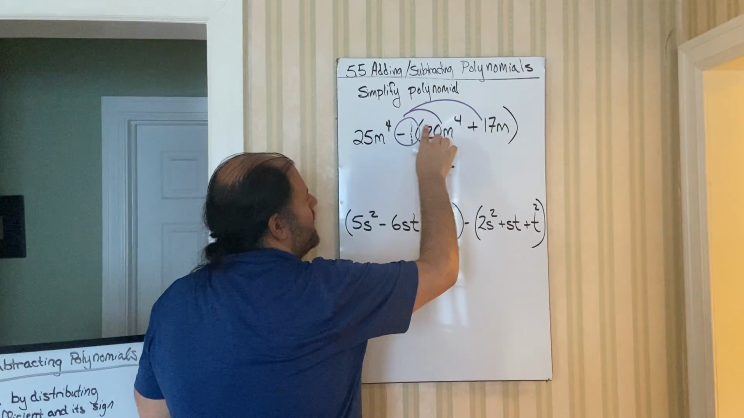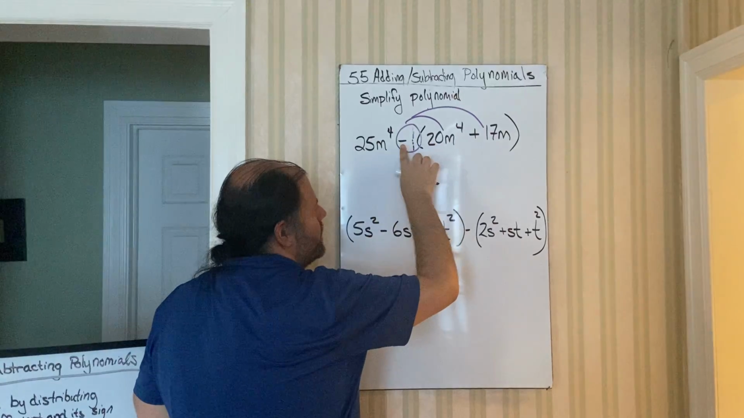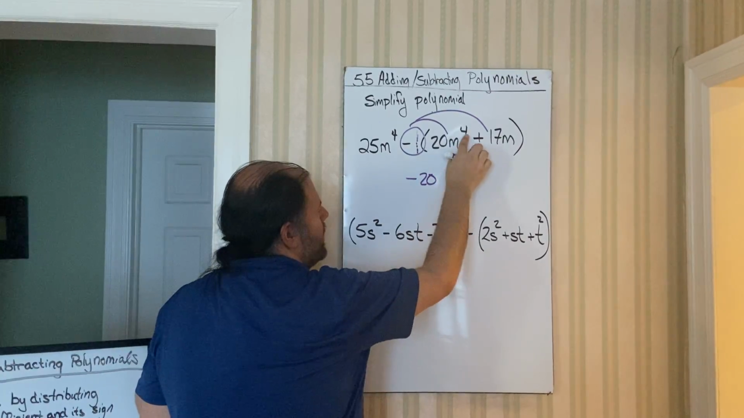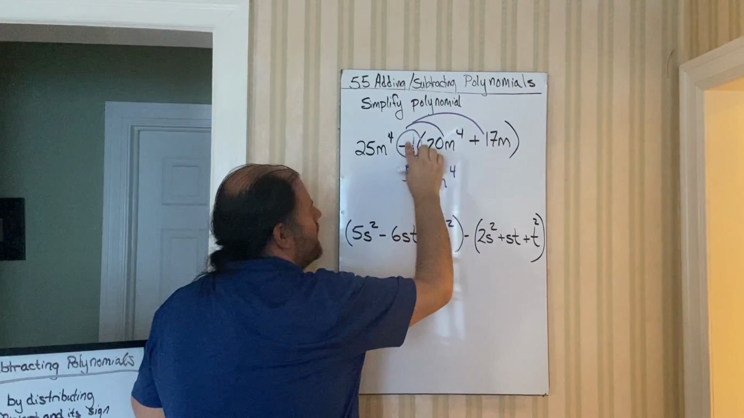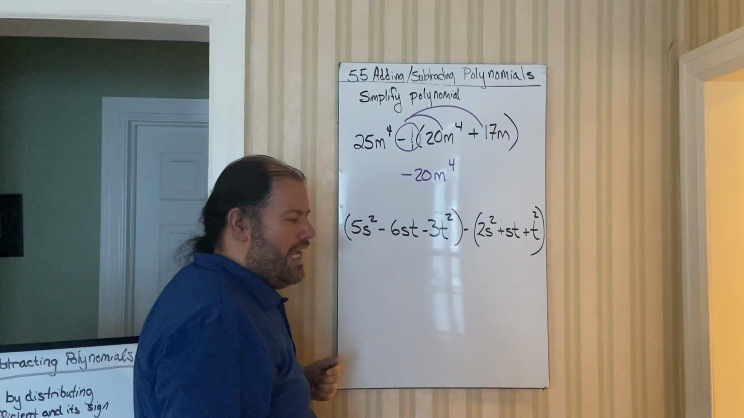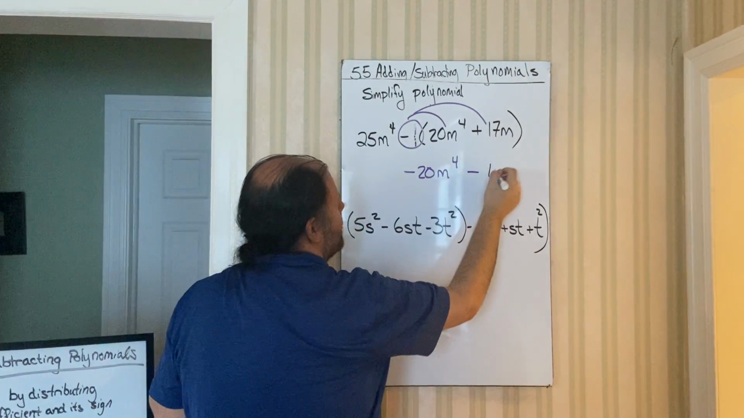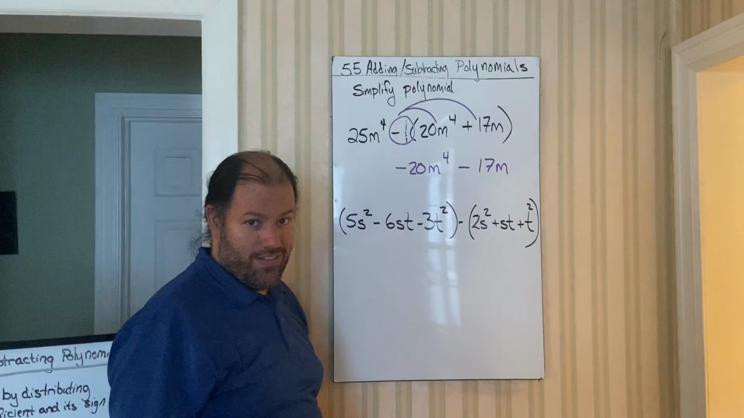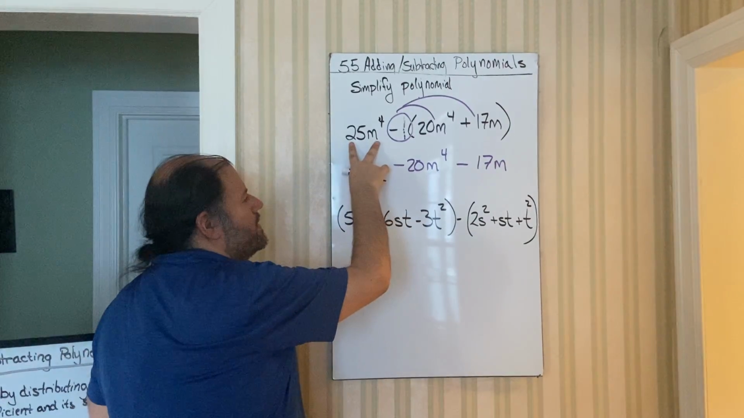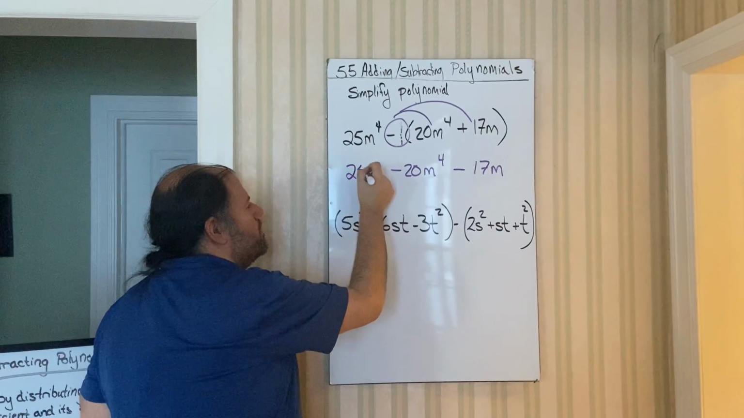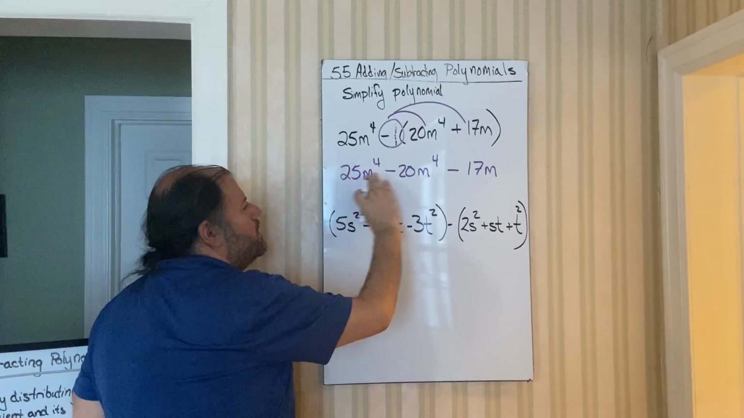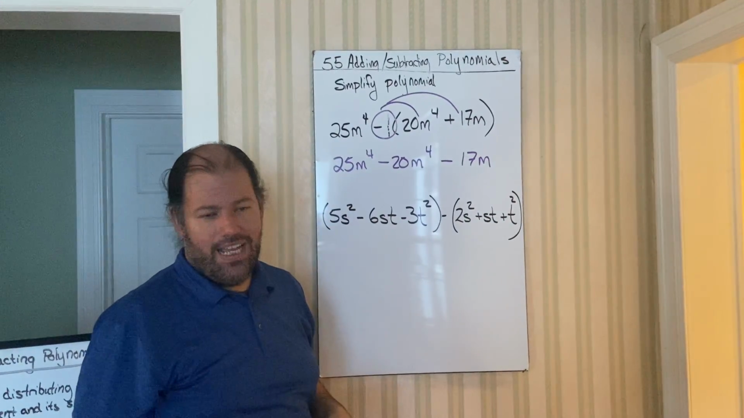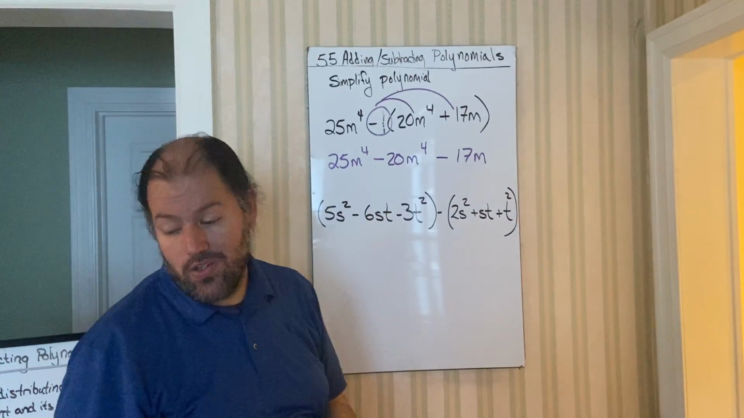So when I distribute -1 times 20m to the 4th, just multiply these 2 coefficients. You're going to get -20 and then keep m to the 4th. And then -1 times positive 17m is going to be -17m, because -1 times positive 17 is -17. Keep the same variable, m. Now because this is on the outside, just bring it down. Notice we do not have any parentheses. So now that we have no parentheses, we can see if we have any like terms.